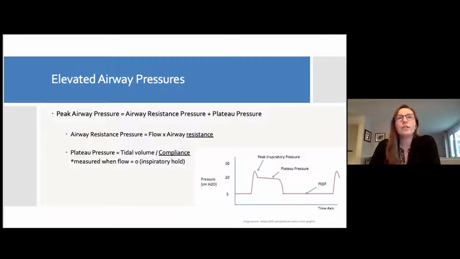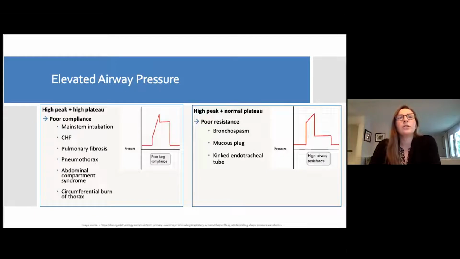So as you can see, peak airway pressure incorporates both resistance and compliance, and so it can be elevated as a result of abnormalities in either one of these measures of pulmonary mechanics. So when we think about the elevated airway pressure alarm going off, we can either think about it being due to a high peak pressure with a high plateau pressure, or a high peak pressure with a normal plateau pressure.